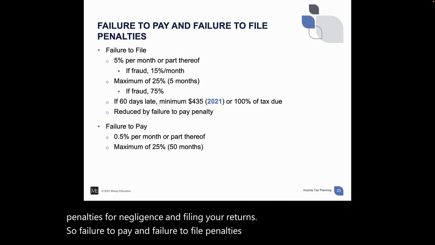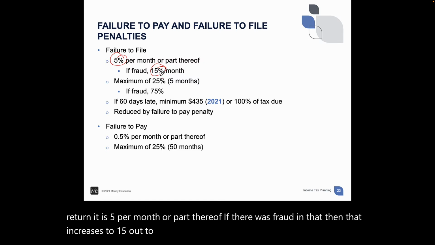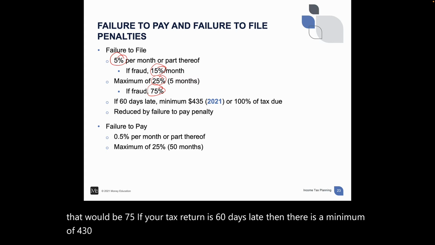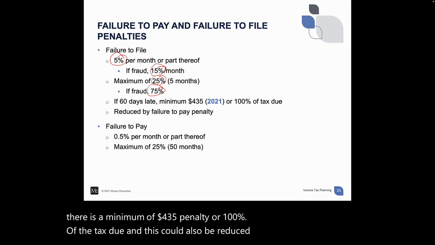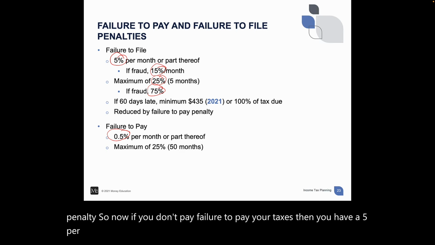So failure to pay and failure to file penalties. If you fail to file your tax return, it is 5% per month or part thereof. If there was fraud in that, then that increases to 15%, to a maximum of 25% or 5 months, and if there's fraud, that would be 75%. If your tax return is 60 days late, then there is a minimum of $435 penalty or 100% of the tax due, and this could also be reduced by the failure to pay penalty. Now if you fail to pay your taxes, then you have a 0.5% per month or part thereof, and that could be a maximum of 50 months, for 25%.